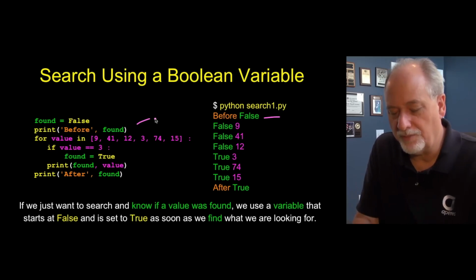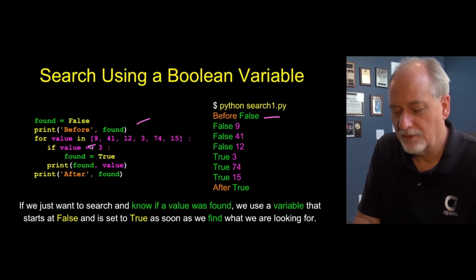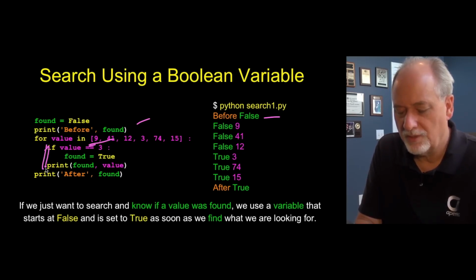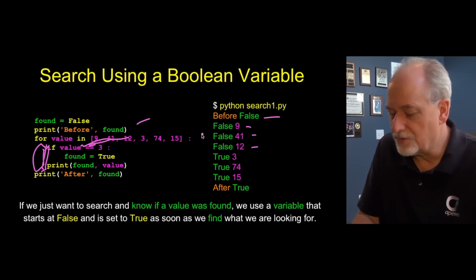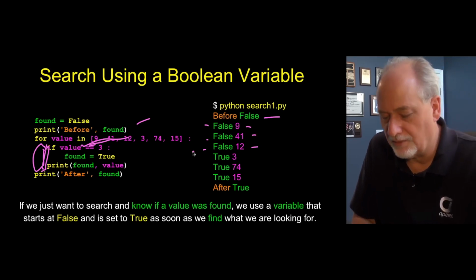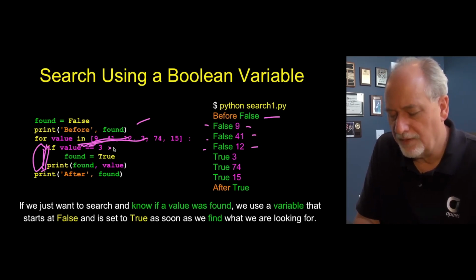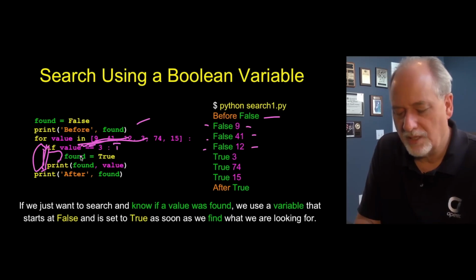And now we're going to run this loop a bunch of times. 9, is that true? No, skip. 41, is that true? Skip. 12, skip. Right? So 9, 41, 12. And found has remained false because we haven't done anything to it. But now in comes a 3. And this becomes true. So it runs this code. So found becomes true. And then we print it.